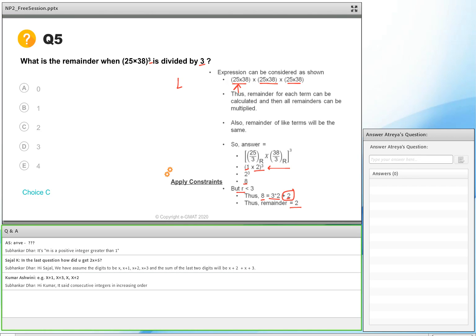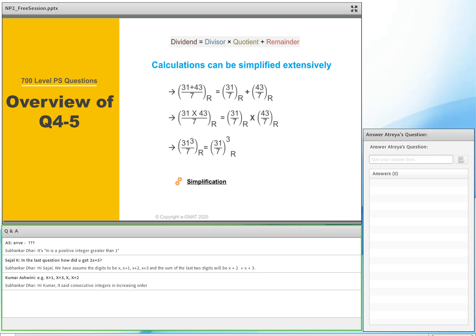But before I move into question number 6, a very important concept that I want to introduce. But before that, let's first see what we did in the last two questions. In questions 4 and 5, we used an application of the concept that dividend is equal to divisor times quotient plus remainder, where we saw that when we are adding, we can calculate the individual remainders, then add the remainders to go to the answer. When we're multiplying, we can calculate the remainders for each part and then multiply to go to the answer. And when I have an exponent, first calculate the remainder of the original number, and then raise the remainder to the exponent to find the next part.